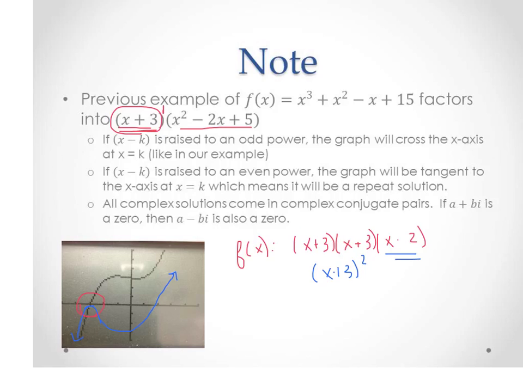Okay? The other thing, and this is going to be really important on some of our last examples, is that all complex solutions come in complex conjugate pairs. So if a plus bi is a 0, then a minus bi has to also be a 0. So if 5 minus 2i is a 0, 5 plus 2i is a 0. They have to come in pairs. So that's only for your complex solutions there.